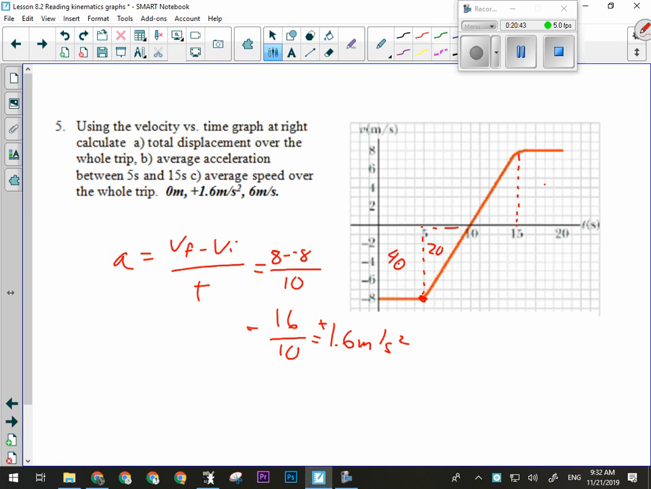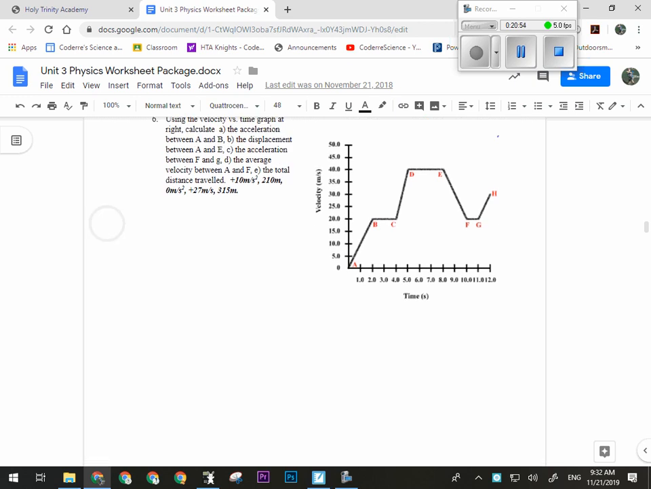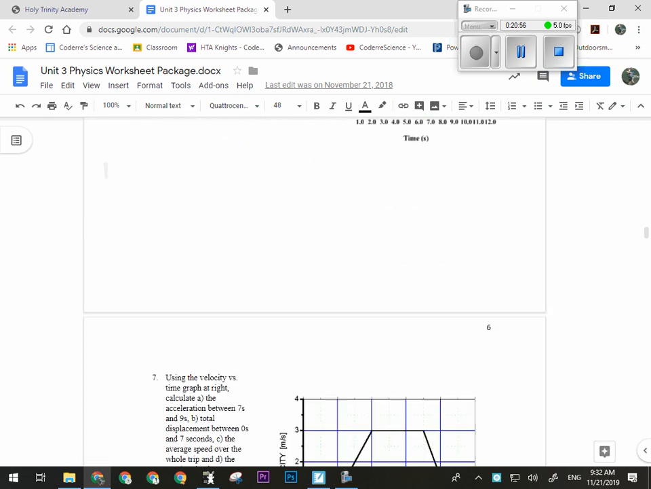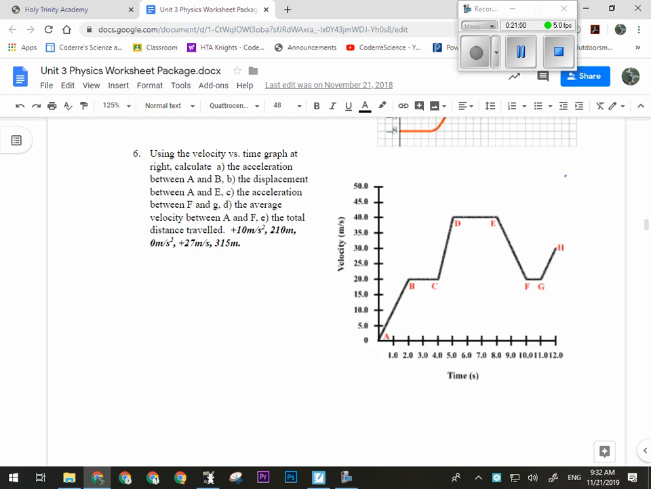All right, any other questions on that one? How are we doing on number 6? Just starting, it's going to take a while, it's got a lot of steps. Make that bigger in case you're using this one.